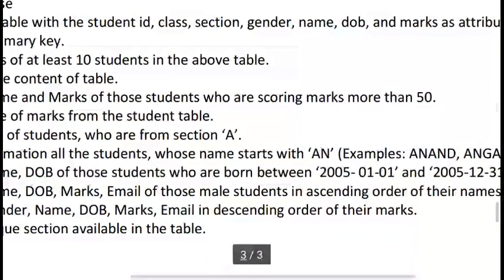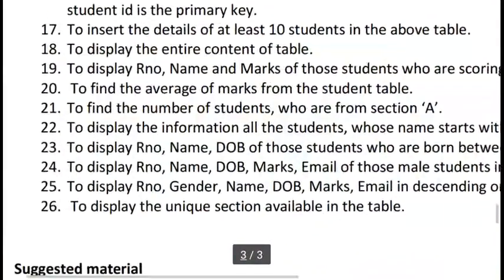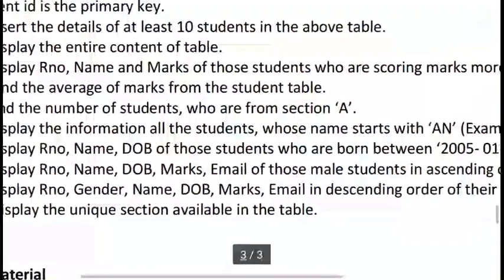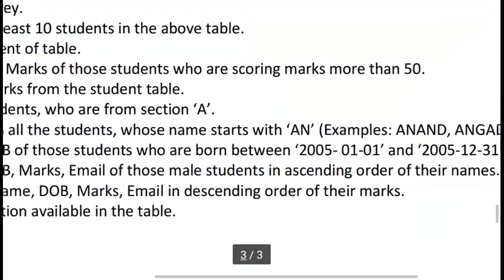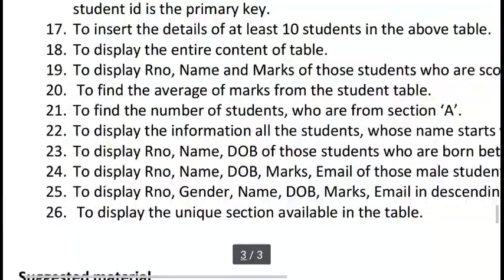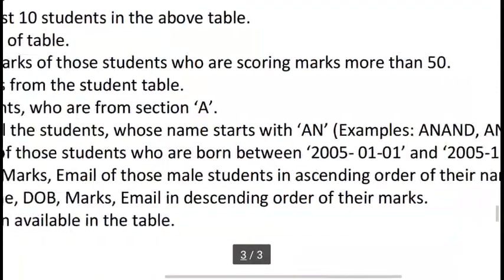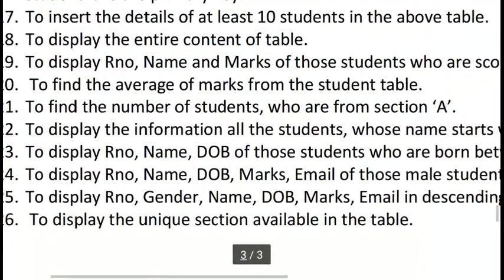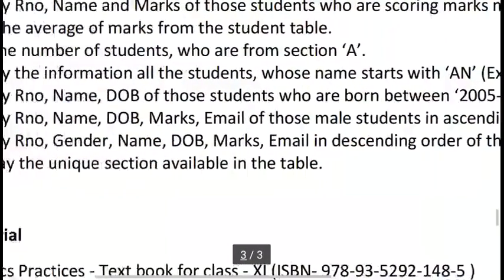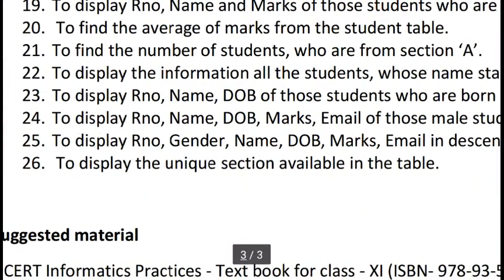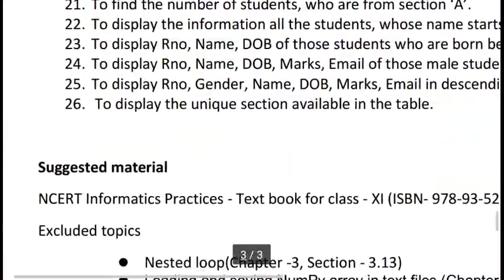An example, Anand, Angad. Okay, to display roll number, name, date of birth of students who are born between 1st Jan 2001 and 31st December 2005. To display roll number, name, date of birth, marks, email of those male students in ascending order of their names. To display roll number, gender, name, date of birth, marks, email in descending order of their marks. And last thing, to display the unique sections available in the table. So this kind of practical we will perform, and you will write in the practical file.